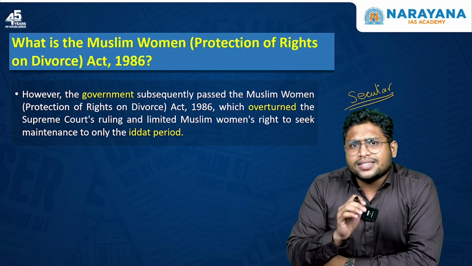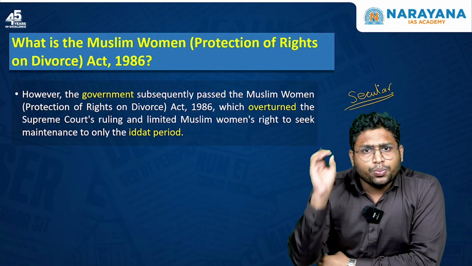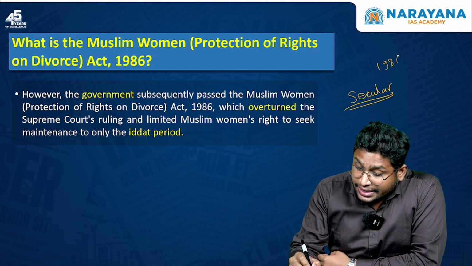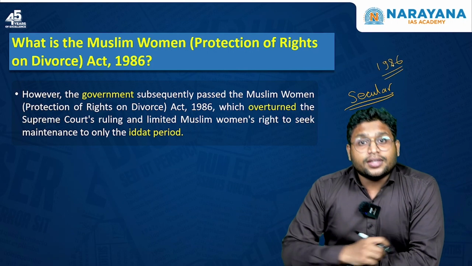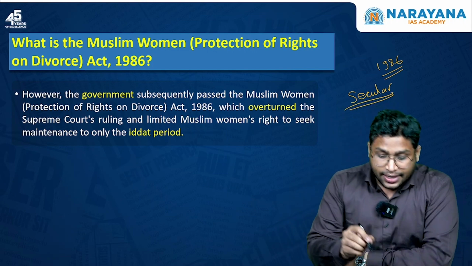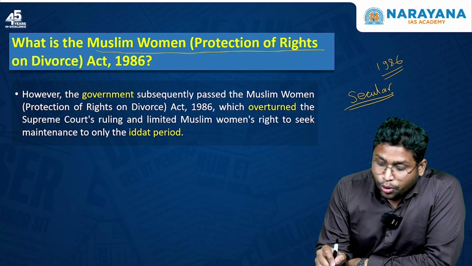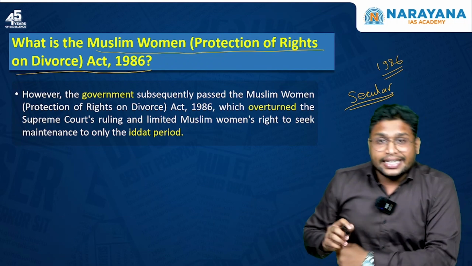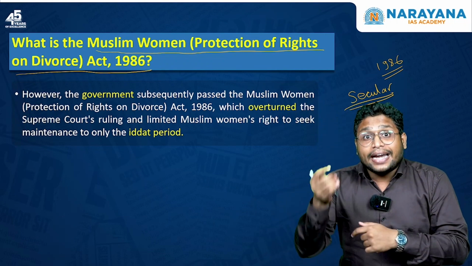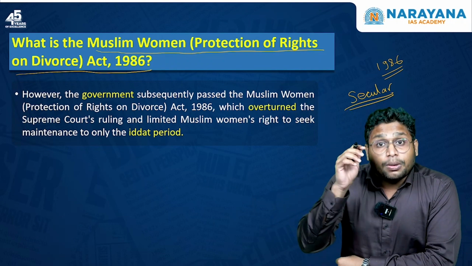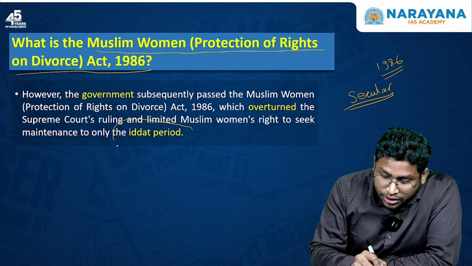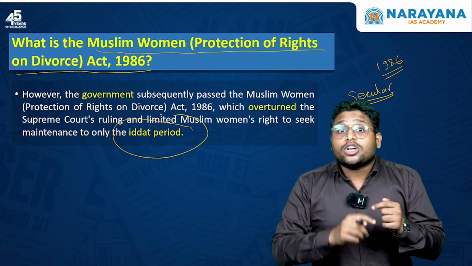Now what happened is that in 1985, the Supreme Court gave that judgment. But in 1986, the next year itself, the government of that time, the Rajiv Gandhi government, came up with an act. And this is the act, the Muslim Women (Protection of Rights on Divorce) Act, 1986. This act actually reversed this phenomenon and clearly mentioned that the Muslim husband will pay maintenance only for the iddat period and not beyond that.